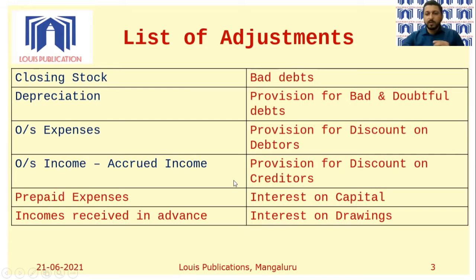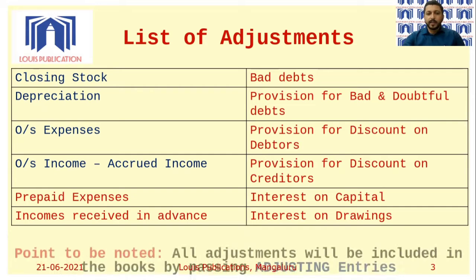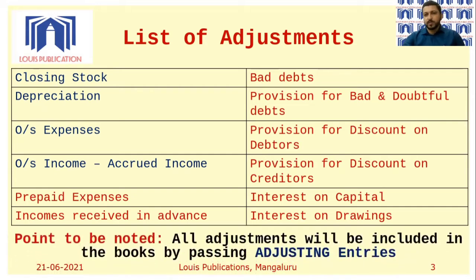Before we proceed, one very important point which I had already mentioned in the previous session: all adjustments will be included in the books by passing adjusting entries. If you have a trial balance item, it will be recorded only once in the books because it has already gone through the books. So double entry is done, and only one effect has to be given. Whereas every adjustment has to go through the books and fulfill the double entry principle. That's why every adjustment will be given two effects.